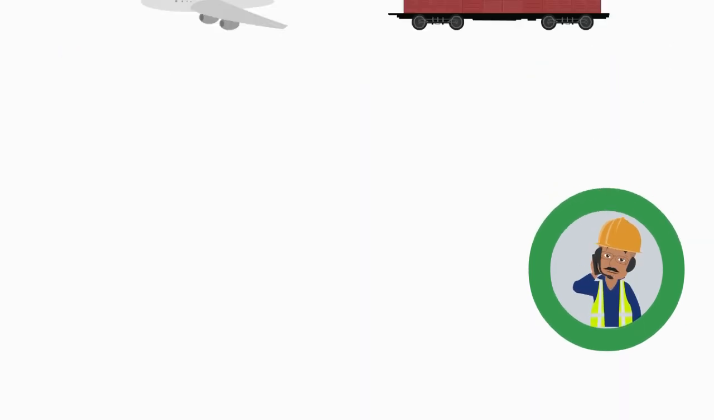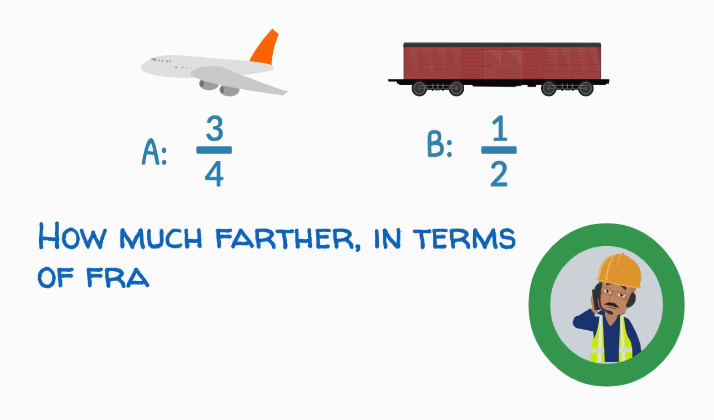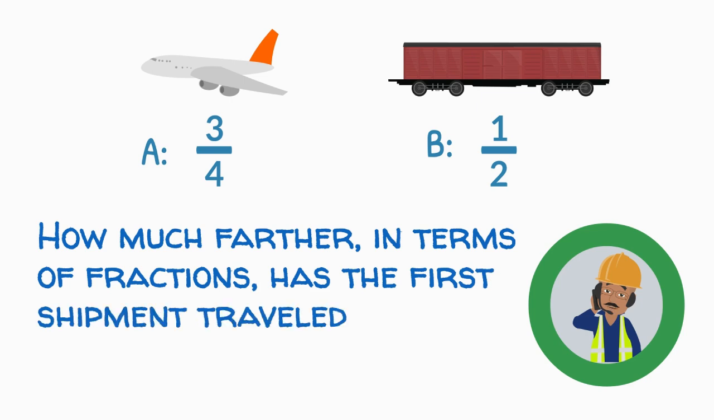Ramon is tracking 2 shipments. One has traveled 3/4 of its total distance, while the other has traveled 1/2. How much further in terms of fractions has the first shipment traveled than the second?